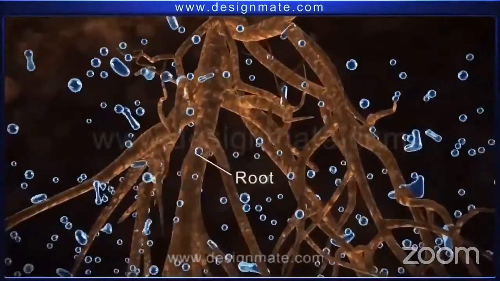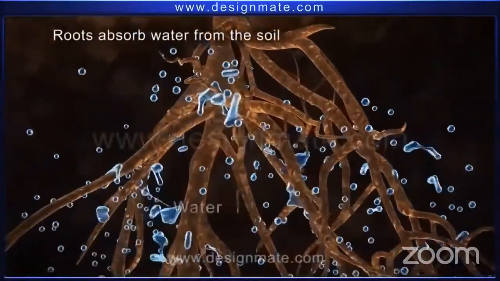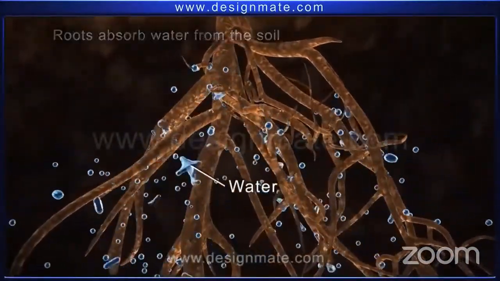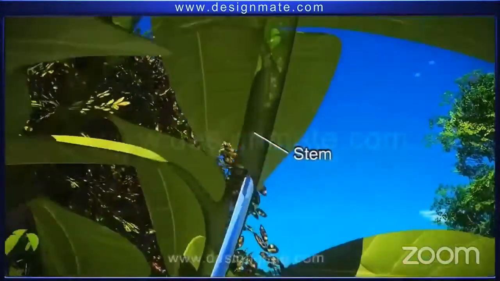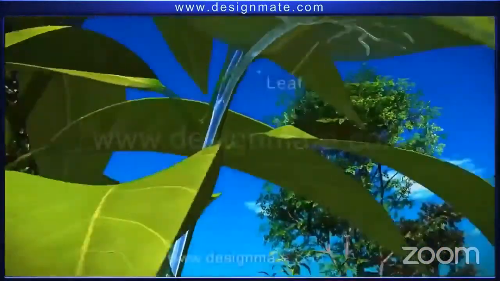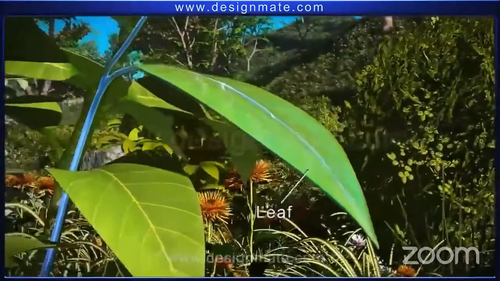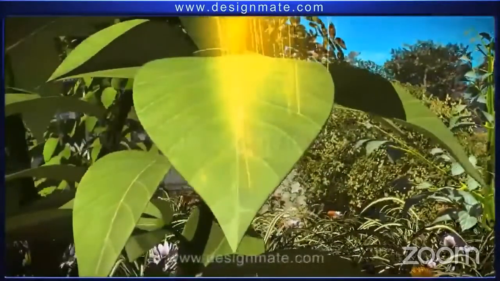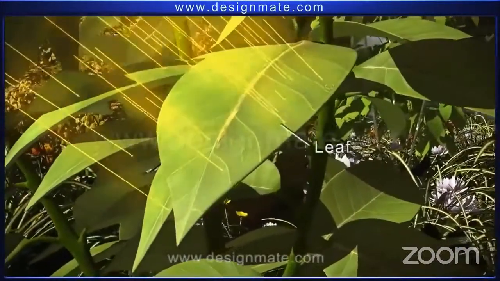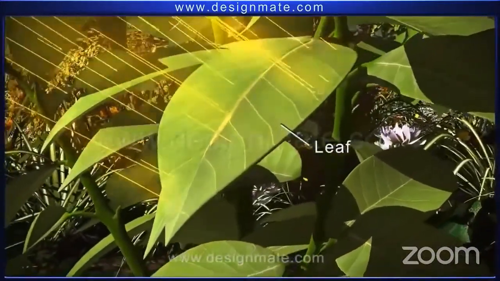The plants are firmly held in the soil by the help of the roots. These roots absorb water from the soil, and this water is transported to various parts of the plants through the xylem tissue. Here you can see the water transportation, and this water reaches the leaves. See the leaves absorbing the sunlight, the light energy. The energy source in any ecosystem is sunlight.